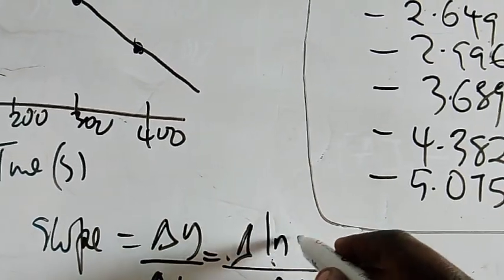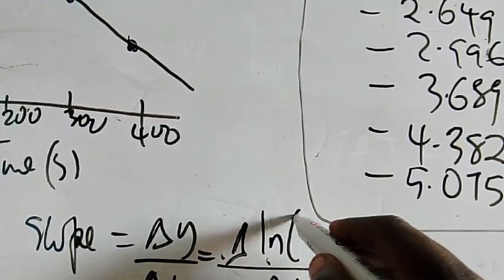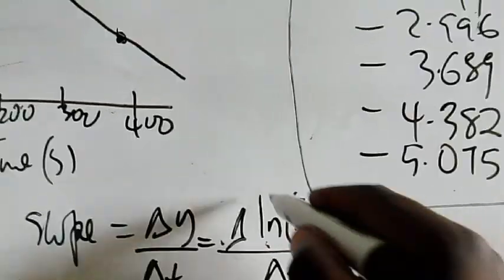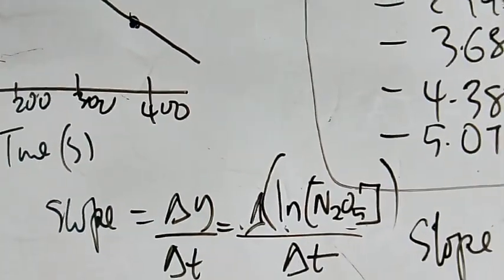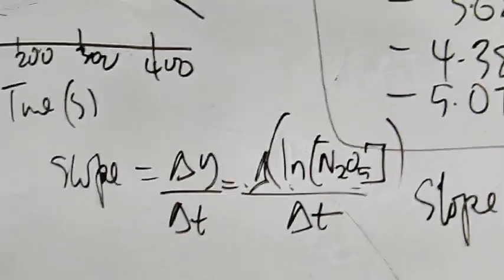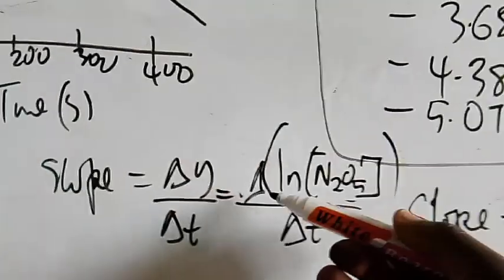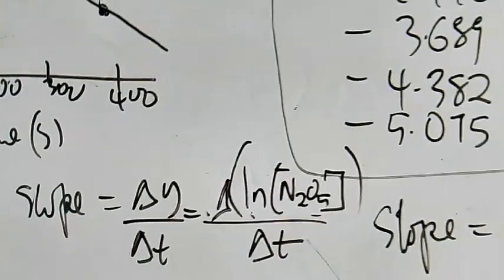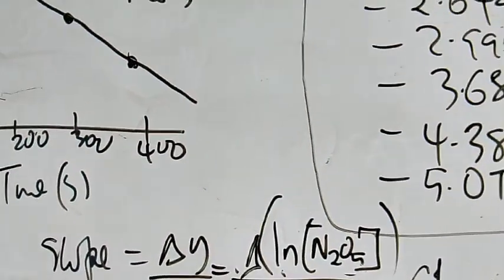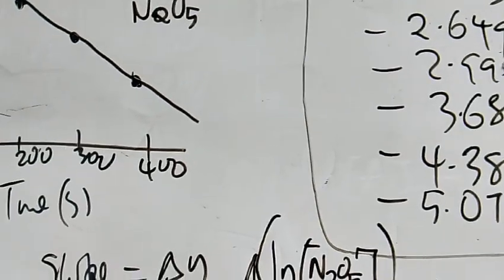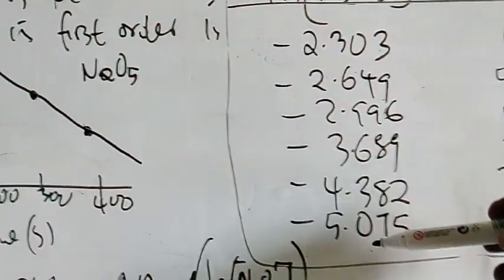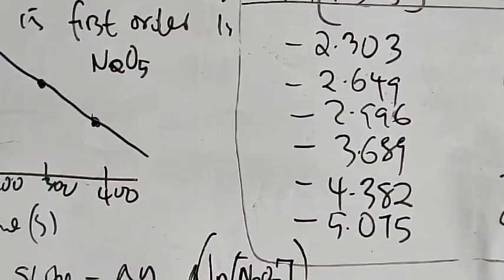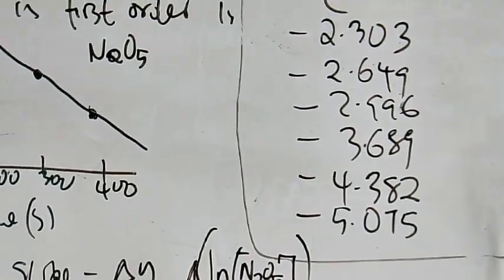So that is the delta y, delta ln concentration of N2O5. You can put the brackets, it's all the same. So slope is change in y over change in x. Change in y, we have the ln. To calculate that, we simply pick the first and the last points. Since the first and the last points are exactly on the line, we will use these points to calculate.